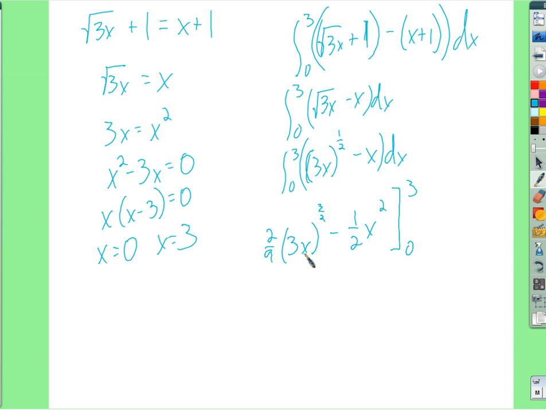Okay. So we put 3 in there. 3 times 3 is 9, so we got 2/9 times 9 to the 3 halves, minus 1/2 squared, minus 0. Put 0 in and it goes to 0. Alright, so it's not too difficult, but how do you think it's done for 3/2? Keep in mind, these functions are simple enough that this may be a question on the AP test that doesn't allow you to use a calculator.